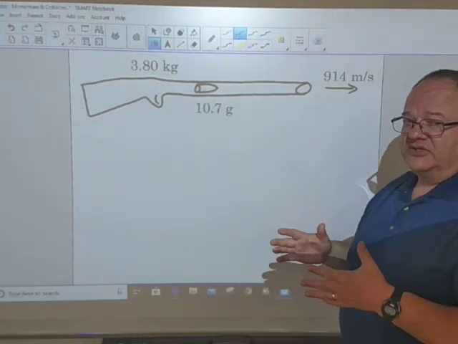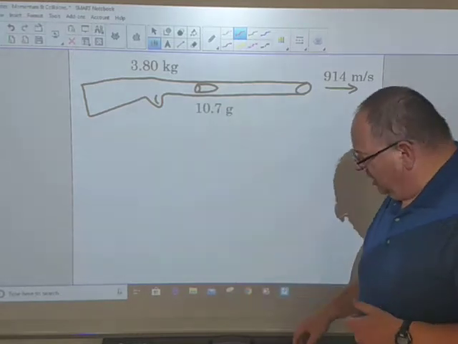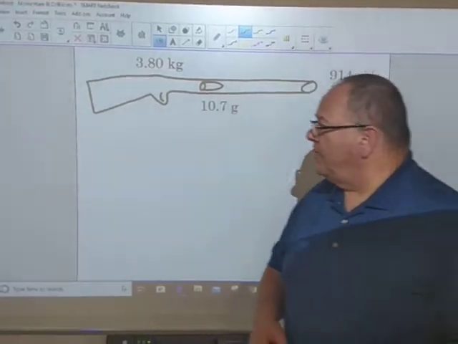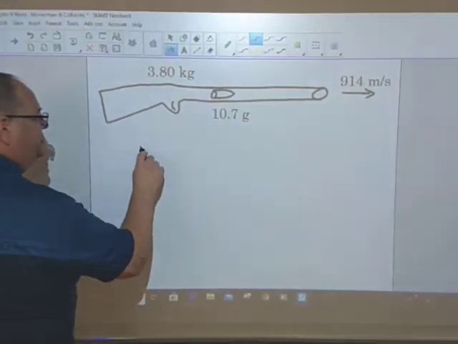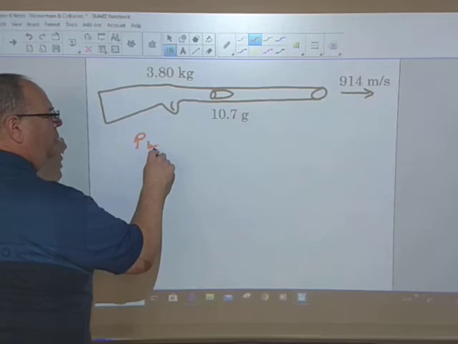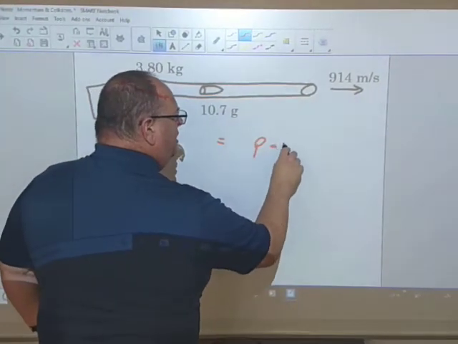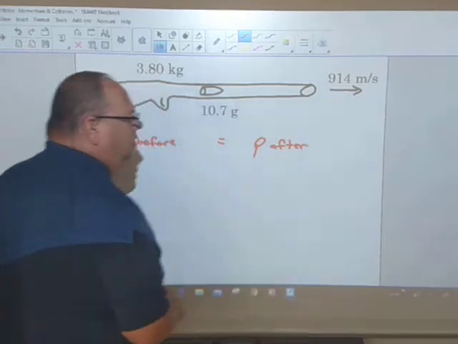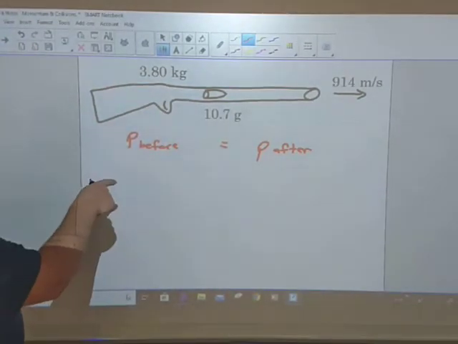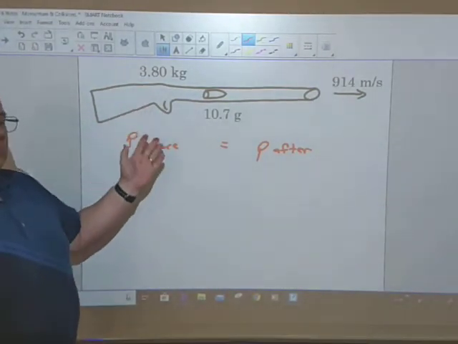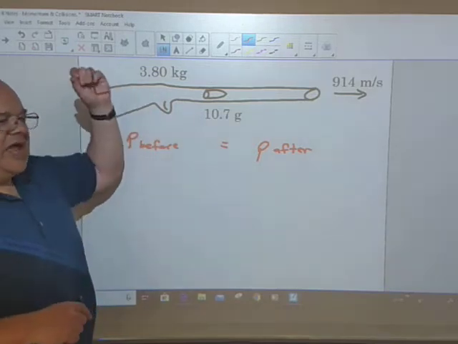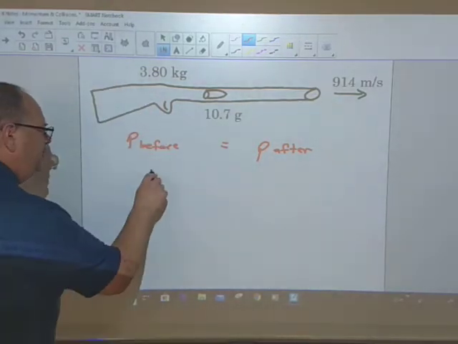So let's think this through. If we look at conservation of momentum, we say that the momentum before has to equal the momentum after. Well, the momentum before, the gun wasn't moving, or, the rifle wasn't moving, and the bullet wasn't moving. The momentum before is 0.